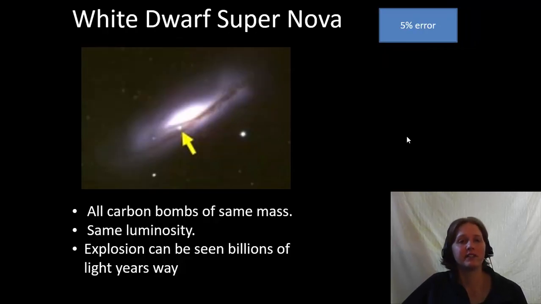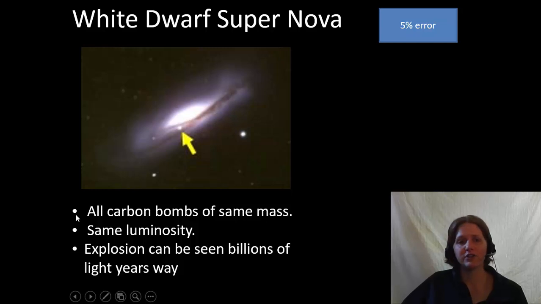If you're trying to find the distances to faraway galaxies, you're not going to be able to pick out a single star. They're too small to resolve, they're too dim to actually notice. Or even a cluster of stars, they're too dim to notice decently across the observable universe. So pick something brighter. How about a white dwarf supernova?